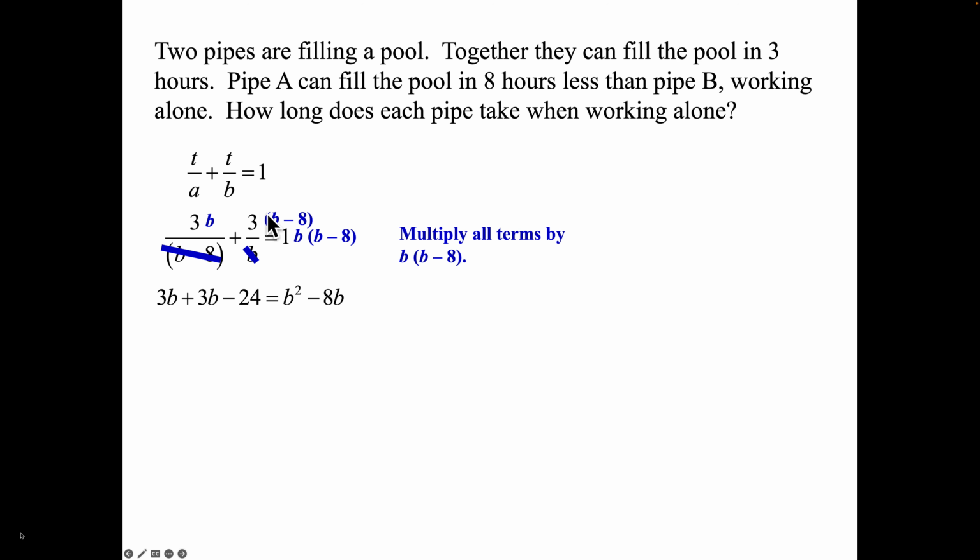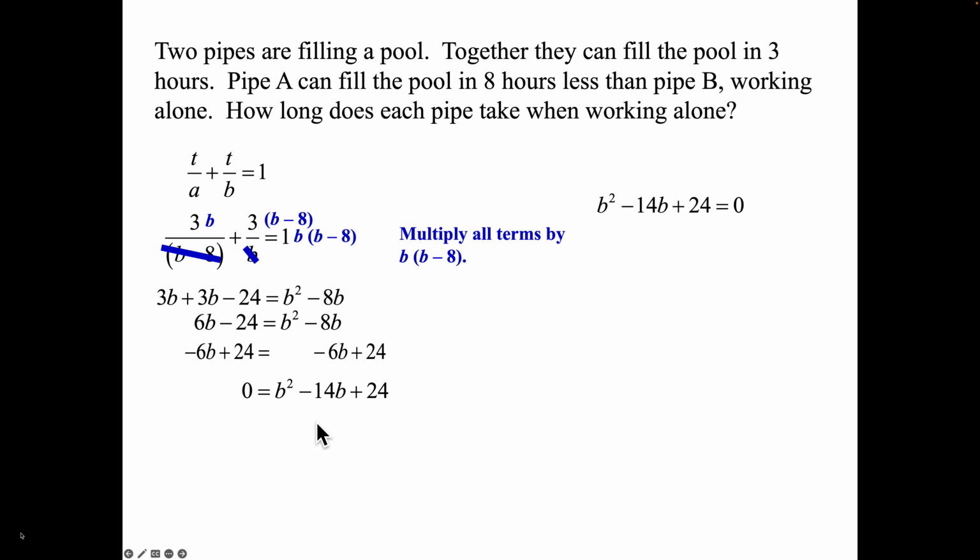3b, 3 times b, 3 times minus 8 is minus 24. b times b, b squared, b times minus 8, minus 8b. Combine this together to get 6b minus 24. Here's my b squared, it's positive, so let's subtract over the 6b, add over the 24. b squared minus 14b plus 24. What two numbers multiply to be 24 and add up to be 14? How about 12 and 2? So b minus 12, b minus 2.